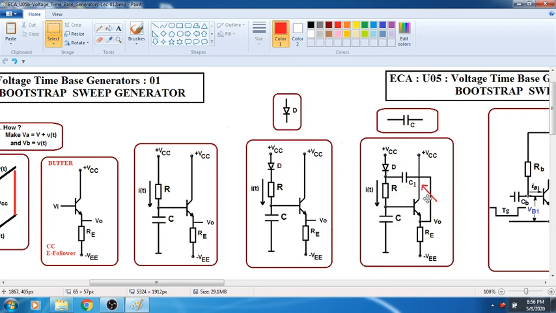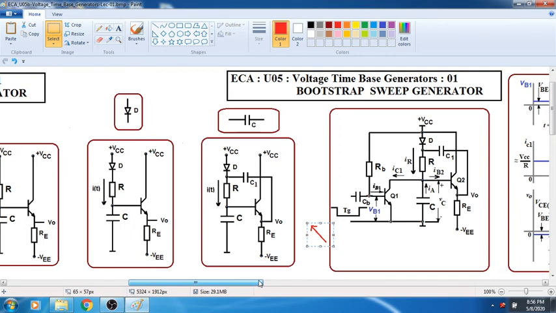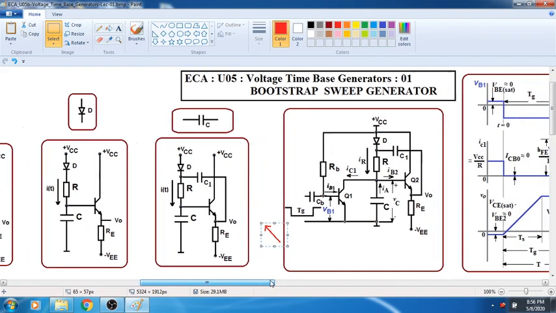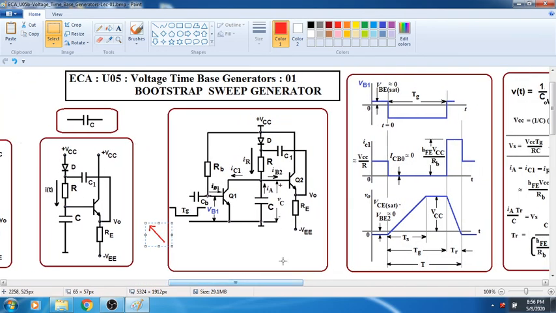So this basically is our bootstrap sweep circuit. Now I will develop this circuit into a full blown circuit in the next stage and then stop the video. Now look at this circuit and this circuit, both are same. So here you are having the transistor, which is acting like a buffer, and an RC circuit is there.